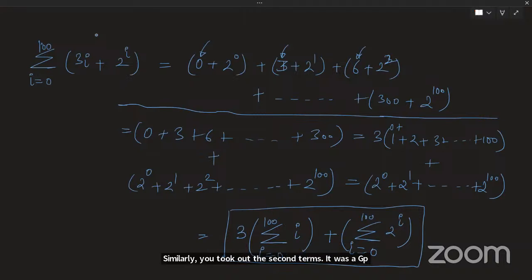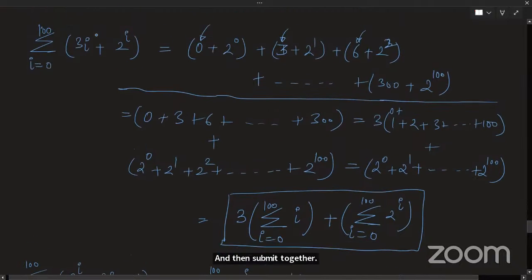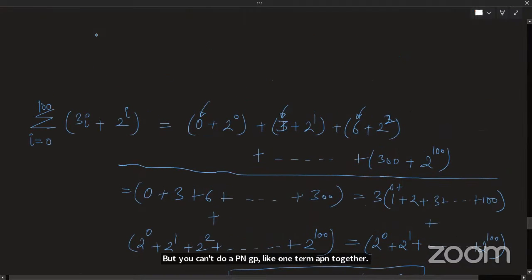So now you can individually add the AP and individually add the GP and then sum it together. But you can't do AP and GP like one term AP and GP taken together. So this was clearly not a series to you, right? So can you help me calculate what will be the value?